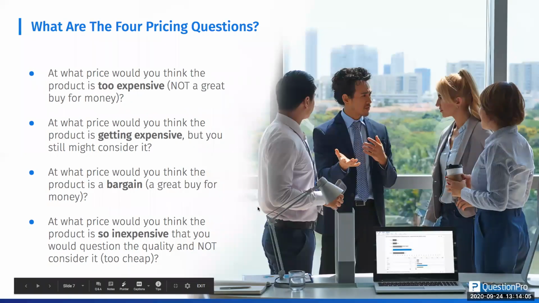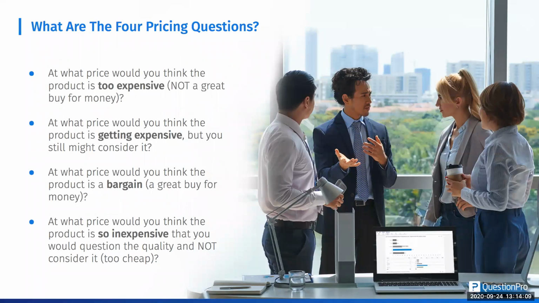So what are the 4 key pricing questions? Well, the first one that you want to ask is, at which price do you think the product is too expensive to consider? This would be provided as a numeric open-ended answer by your respondents: at what price point would you definitively say, no matter how good this product would be for me, it's too far out of my price range. Then you follow that up with, at what price would you think this product is getting expensive, but you still might consider it?